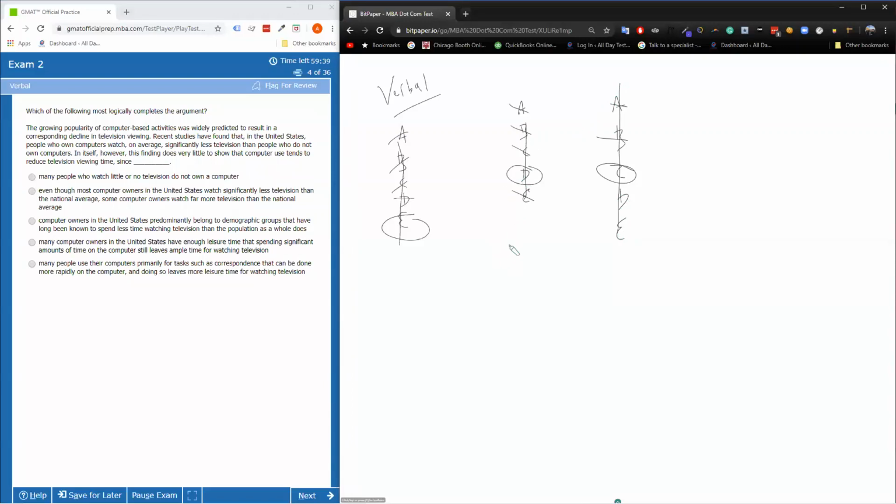Which of the following most logically completes the argument? The growing popularity of computer-based activities was widely predicted to result in a corresponding decline in television viewing. Recent studies have found that in the United States, people who own computers watch on average significantly less television than people who do not own computers. In itself, however, this finding does very little to show that computer use tends to reduce television viewing time, since we don't know anything about what their habits were before they got into computing.